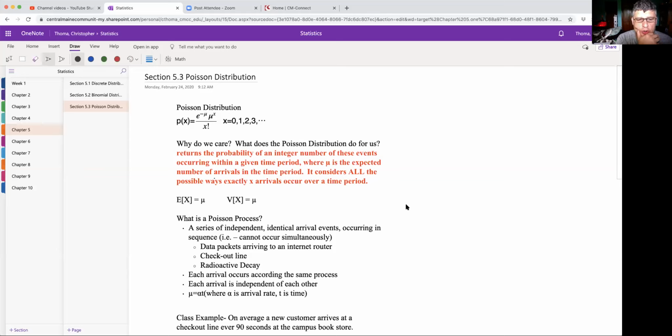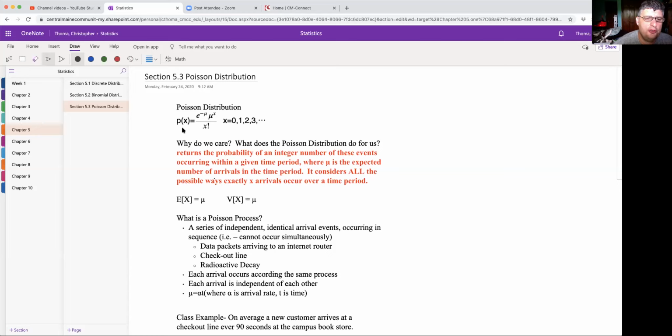You must know the expected number of arrivals in that interval or time period, which is mu. So the good news when you do Poisson is you will know what your mean is already before you even start calculating anything. The Poisson is also interesting in that the mean and the variance are exactly the same. So once you know your mean, you also know your variance.